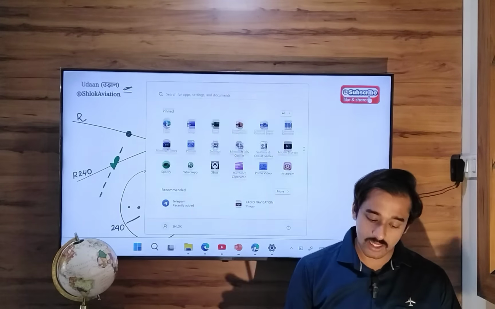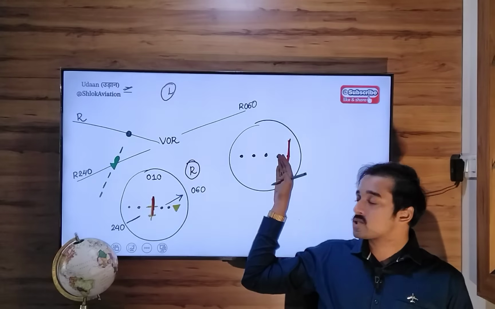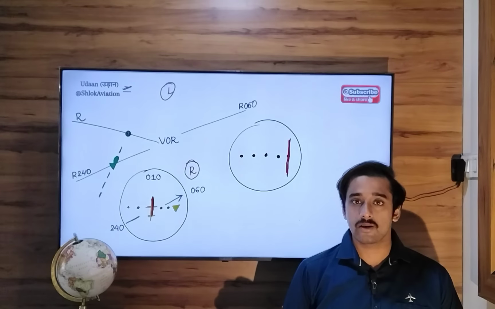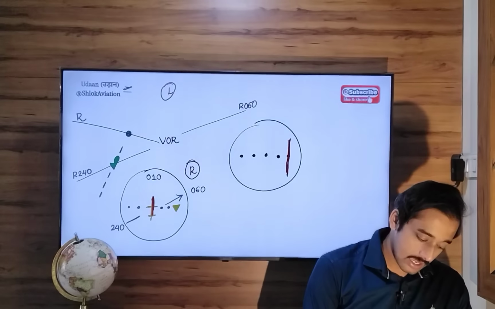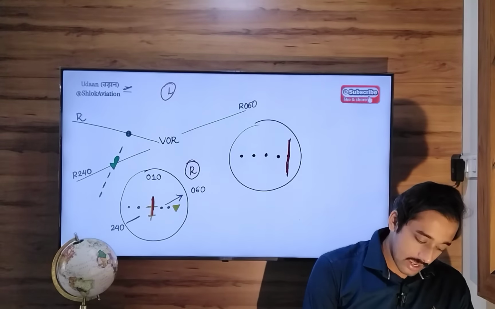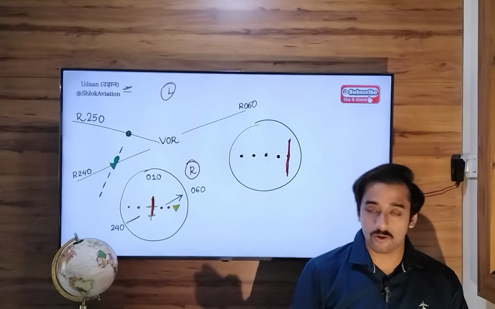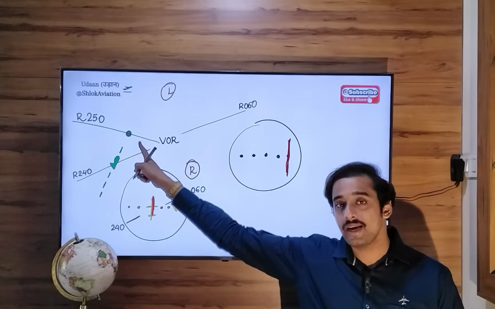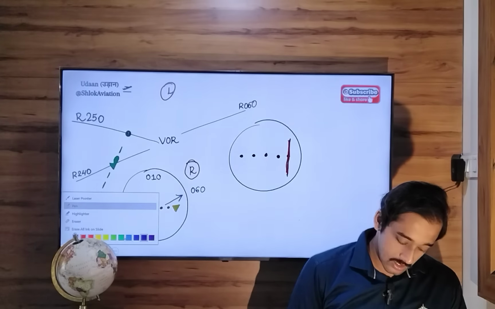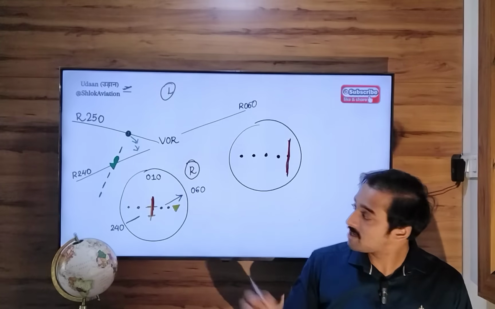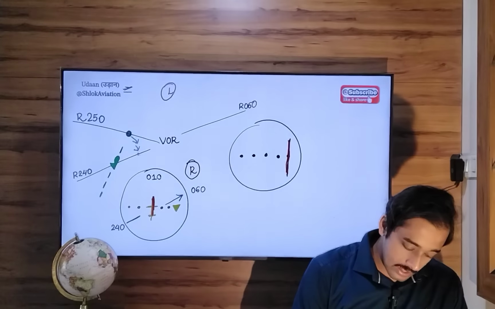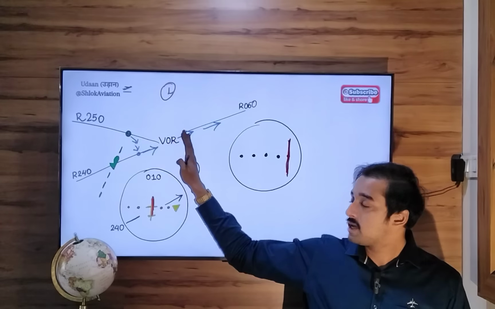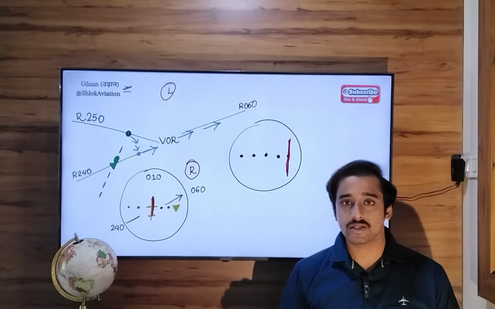But as given in the question, the CDI deflection has happened 2 dots to the right hand side. Now over here 1 dot equals 5°, so 2 dots will be equal to 10°. So the deflection has happened by 10° and therefore you will be on radial 250 now. That's why from this position you are getting a fly right indication, because you have to fly right, intercept this radial 240 and then fly inbound VOR, overfly VOR and transition onto radial 060.